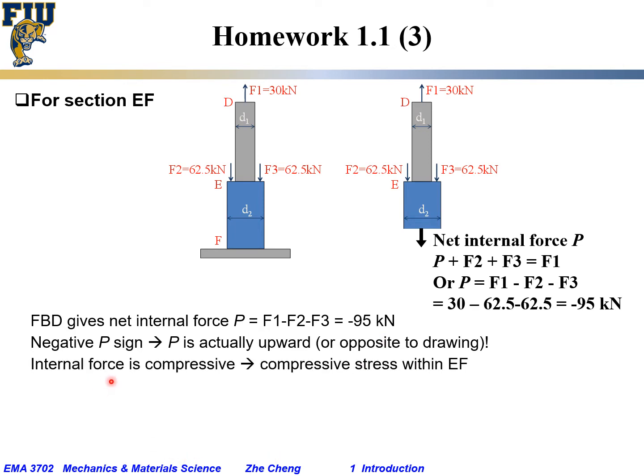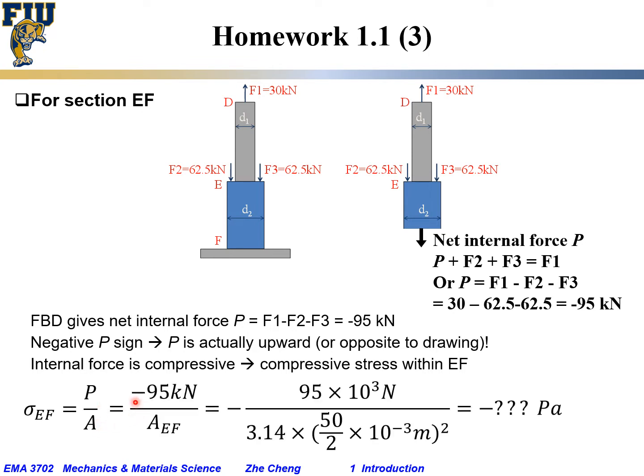Then the internal force would be compressive, because if it's going down, it will be tensile, but if it's going up, pressing in, it is compressive. Okay, again, sigma EF. Sigma for normal stress, EF is within section. The average normal stress within section EF would still be internal force over area.